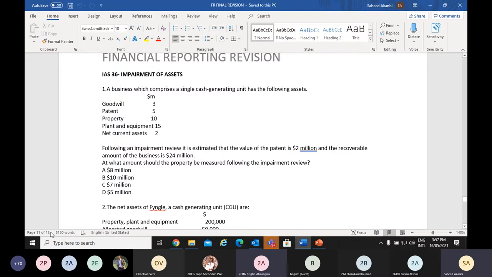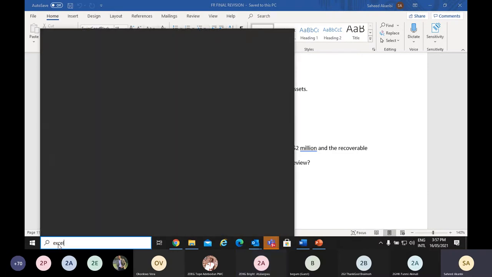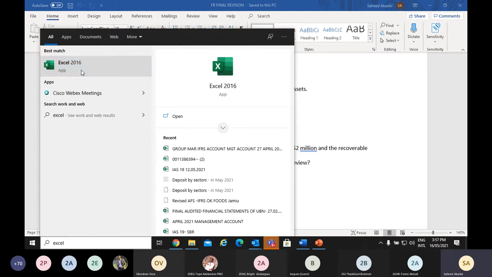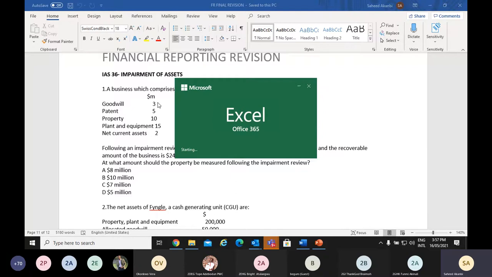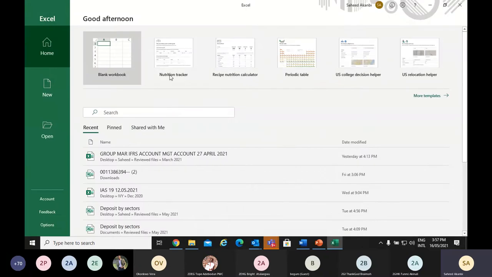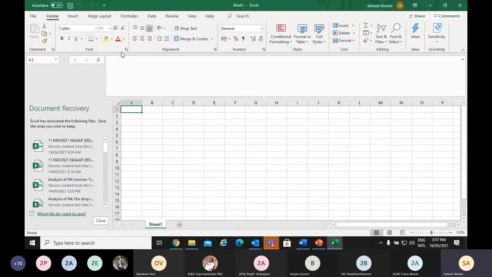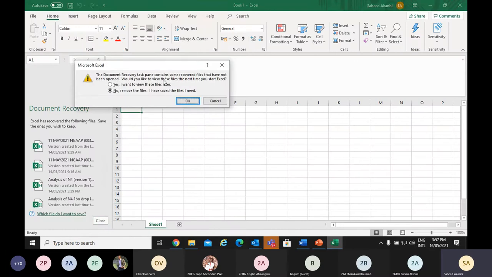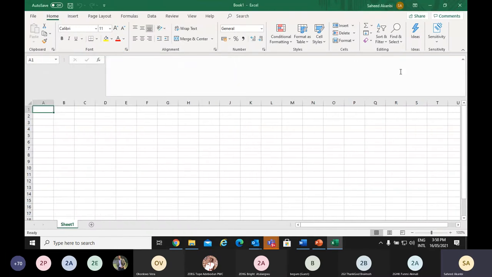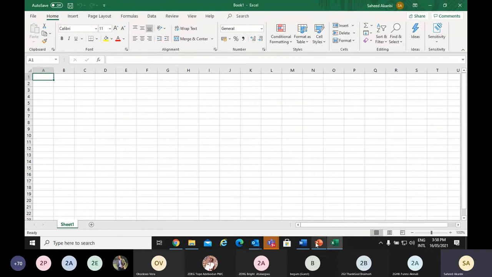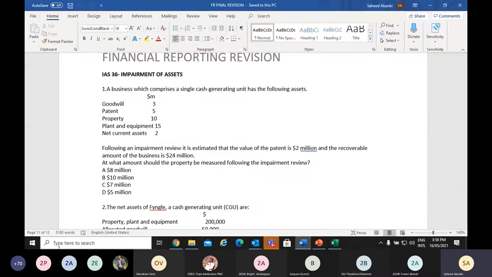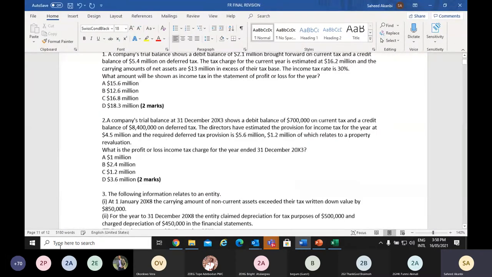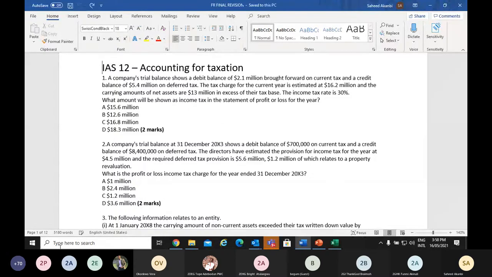Okay, so let me try to open my Excel so that I can see the computation on the Excel. So the next thing I need to do is to try and copy the question.